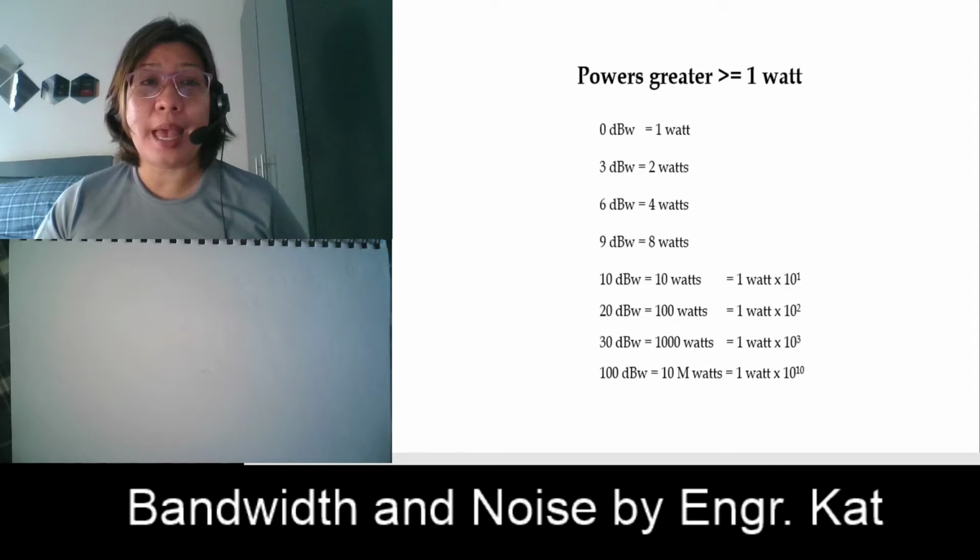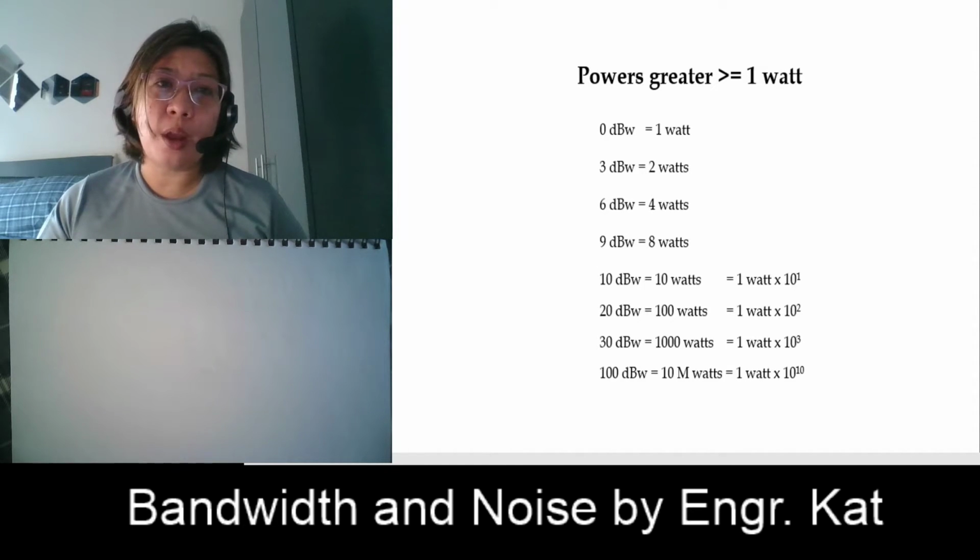You just count the number of zeros, then multiply it by 10. For example, this is 0. How many zeros do you have? 1. So times 10, you have 10. How many zeros do you have? You have 2. So you multiply it by 10. After multiplying this by 10, you are adding 10 dBs in terms of decibels.